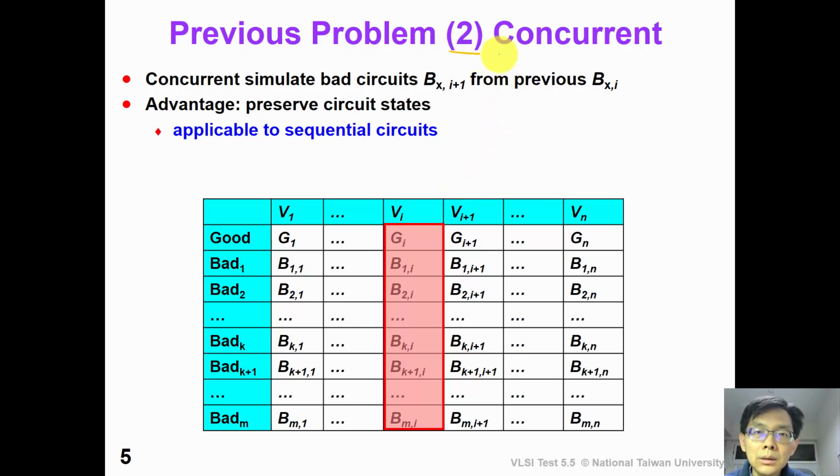Now let's discuss the concurrent fault simulation. As we have shown earlier, the concurrent fault simulation simulates one pattern at a time. It can simulate many versions of faulty circuits together with the good circuit. The advantage is that we can preserve the circuit state, so it's applicable to sequential circuits.